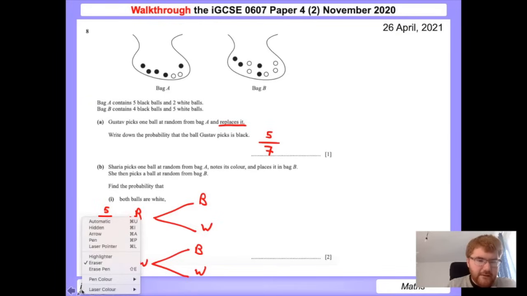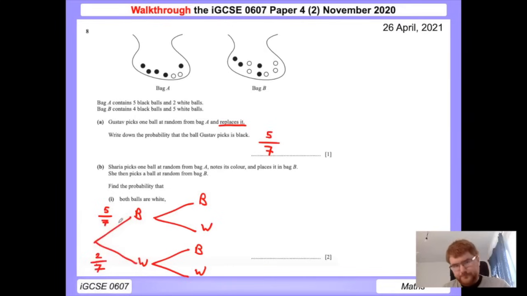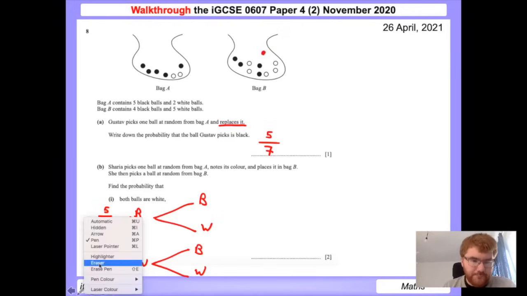There we are. I'm kind of thinking ahead to the next part of the question. So, the probability of a black ball from bag A, 5/7, and the probability of a white ball is 2/7. Now she takes that black ball at this point, and puts it in bag B. So imagine we're going along this branch here, and I put an extra black ball. I should probably do that in black. Make it a little bit easier.